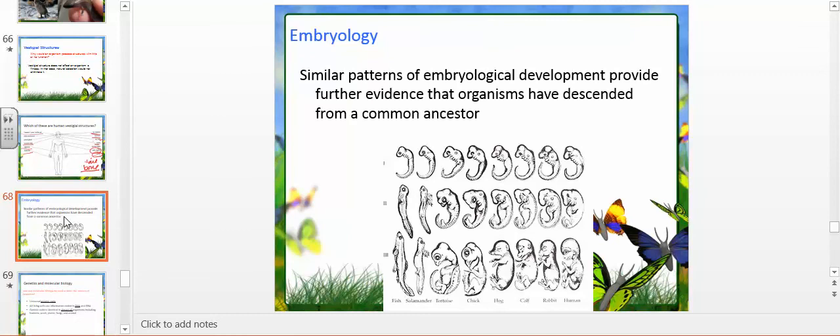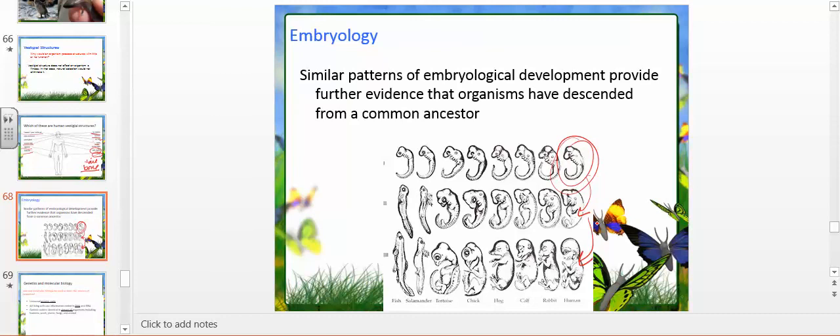Now, embryology is the study of embryos, and you know what an embryo is. After an egg is fertilized, it becomes an embryo. Now, if you look at this picture down here, each column is a different organism. On the left would be fish, and all the way on the right would be humans. Humans actually have a tail very early on in the embryonic development. But as they continue to develop, that tail disappears. And what ends up being left is what?